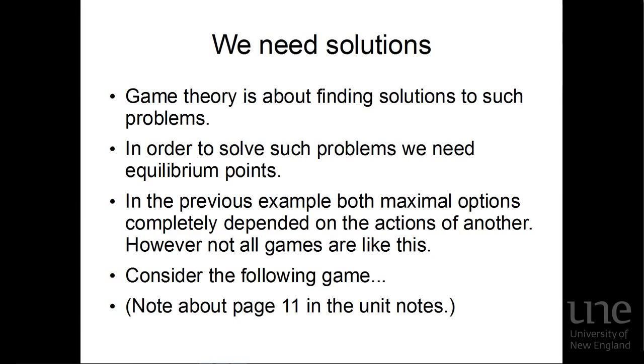So, in order to solve such problems, we need equilibrium points. In the previous example, both maximal options completely depended on the actions of another. Not all games are like this. In fact, very few are. If all games were like this, we would play any game to settle disputes because they would all be fair without equilibrium points. Now, consider the following game.